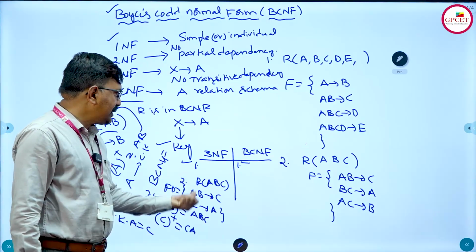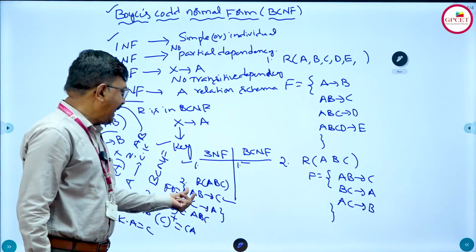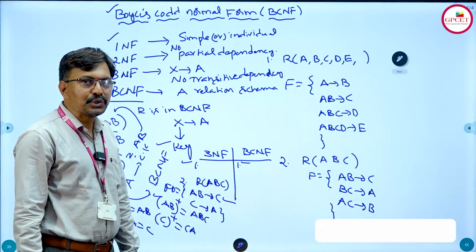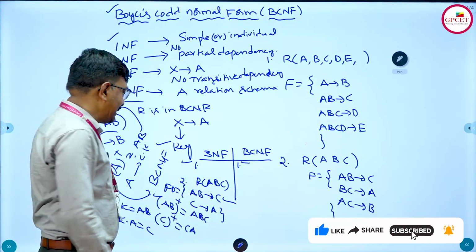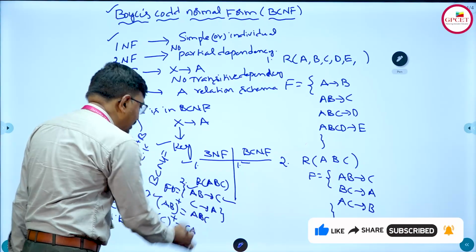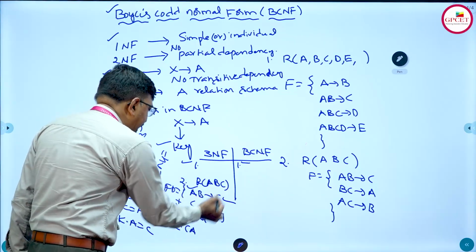Observe here according to our definition. The definition states that for AB tends to C, either X is a key or A should be a prime attribute or key attribute. AB is a candidate key, right? No doubt about it. According to our definition, the left hand side is satisfied. What about C? C is a non-key attribute.